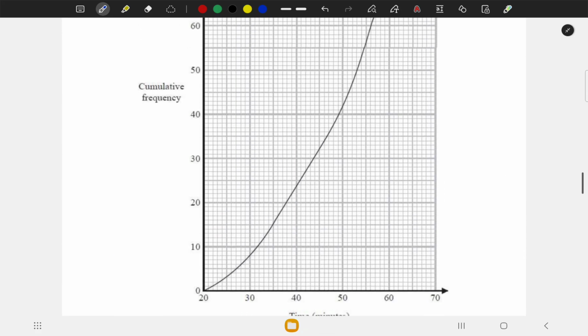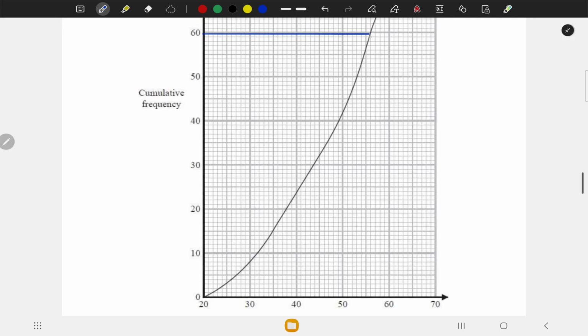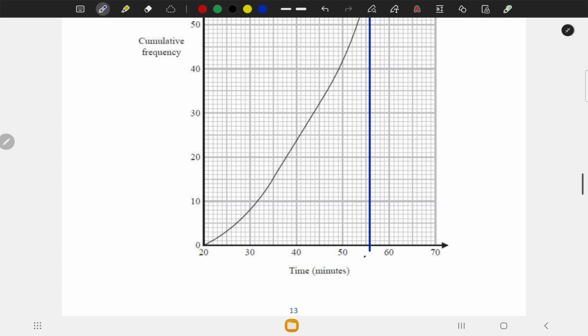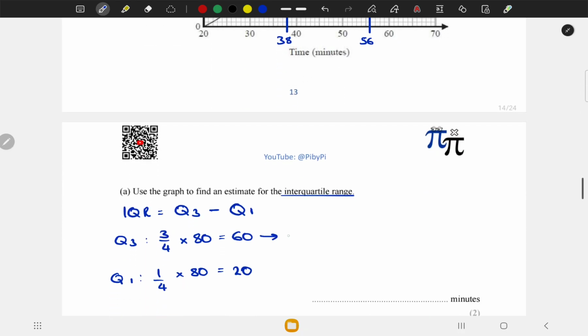So let's start off with the 60. So what I'm going to do is I'm just going to connect this. I want to read the value that it gives me, and I see that the value that it is providing me with is 56. So that is my upper quartile, 56. And I need to do the same thing for where it's meeting at 20. So I come here and I read the value at 20, and this is going to be giving me 38. So that means my upper quartile is 56 and my lower quartile is 38.